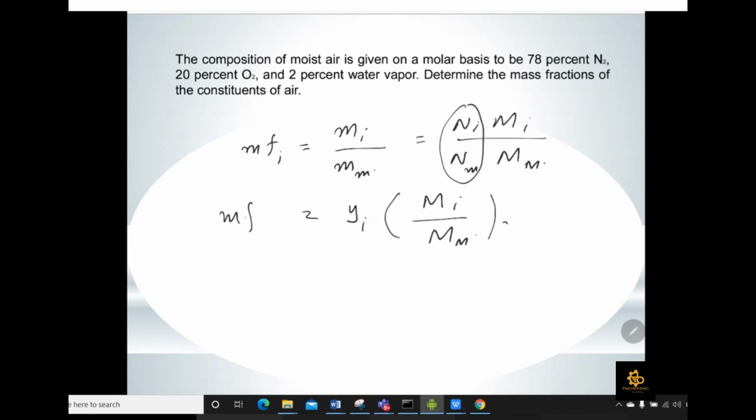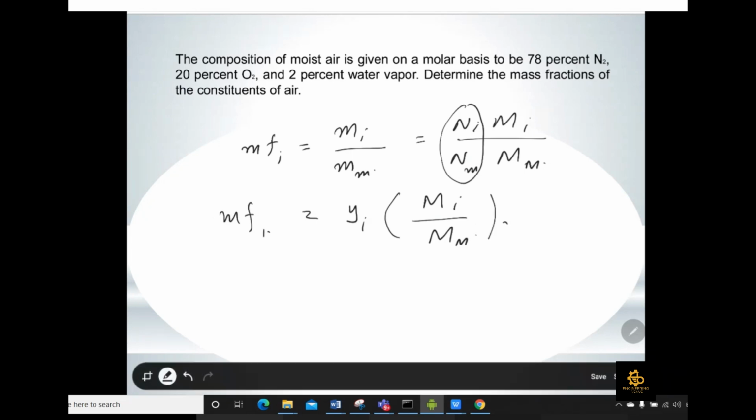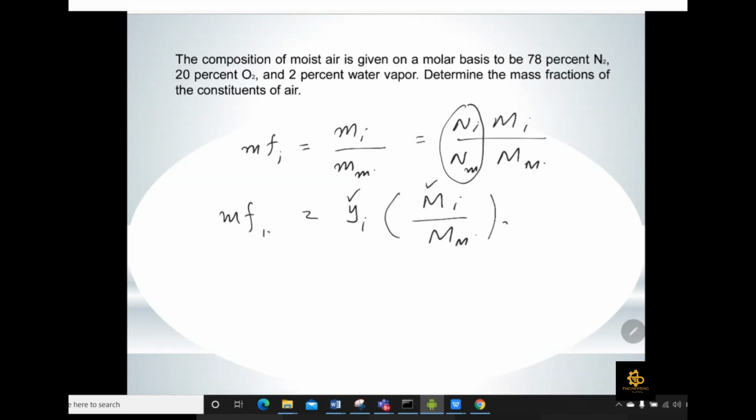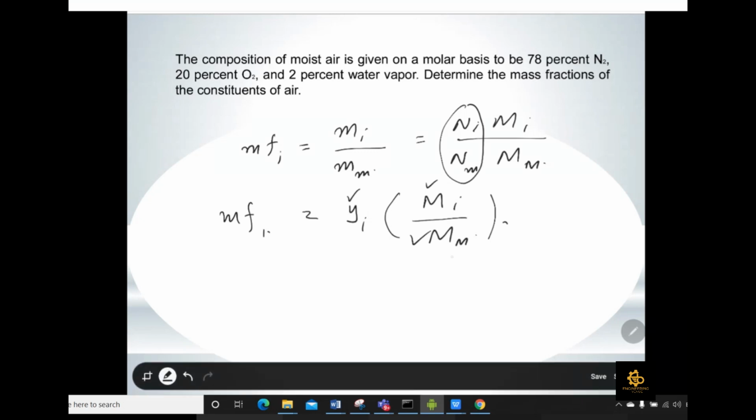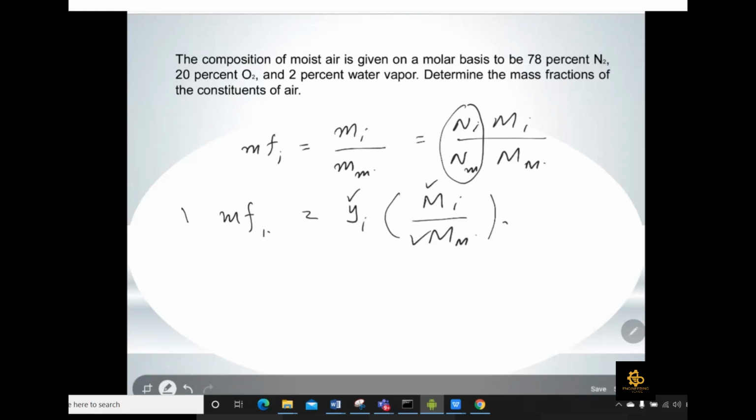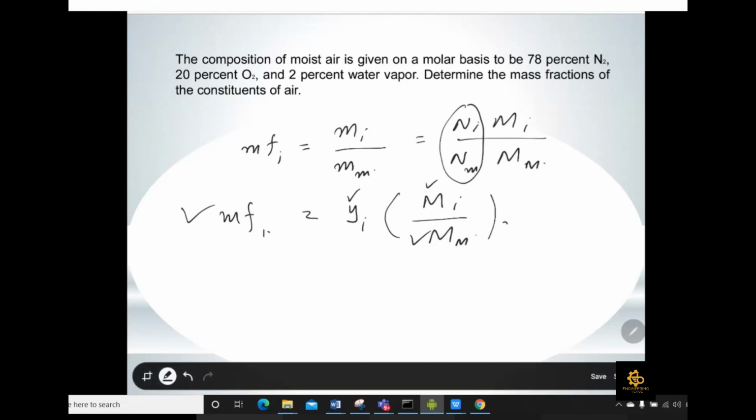If we have to find the mass fraction of the individual component, you just multiply the mole fraction Y, which is given in your question, by the molar mass of the individual component, and we also have to find the molar mass of the mixture. So this is the question, and now we have the relation. Now we will see how to solve it.